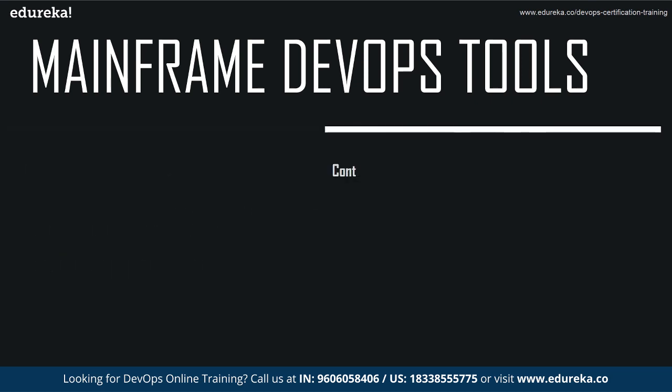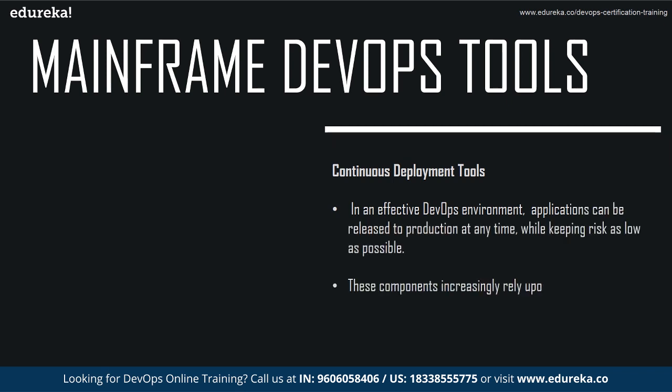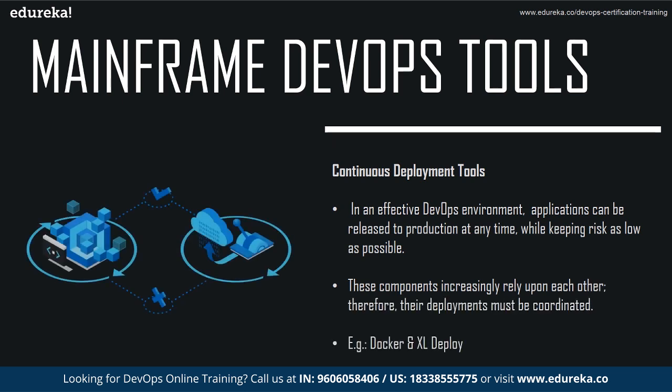Next, you have continuous deployment tools, which in an effective DevOps environment are needed in close frequencies as application deployments are quick, predictable, and reliable. This continuous delivery means applications can be released to production at any time while keeping risk as low as possible.